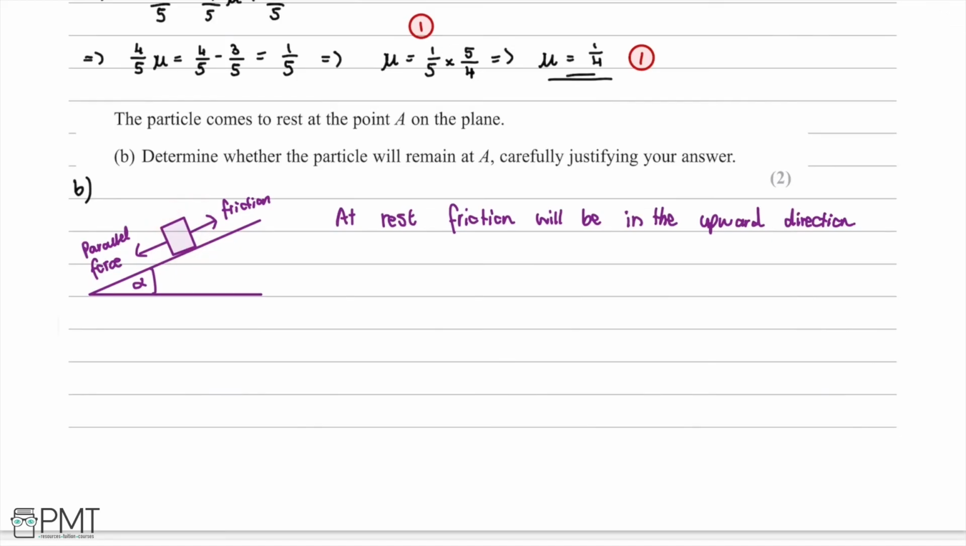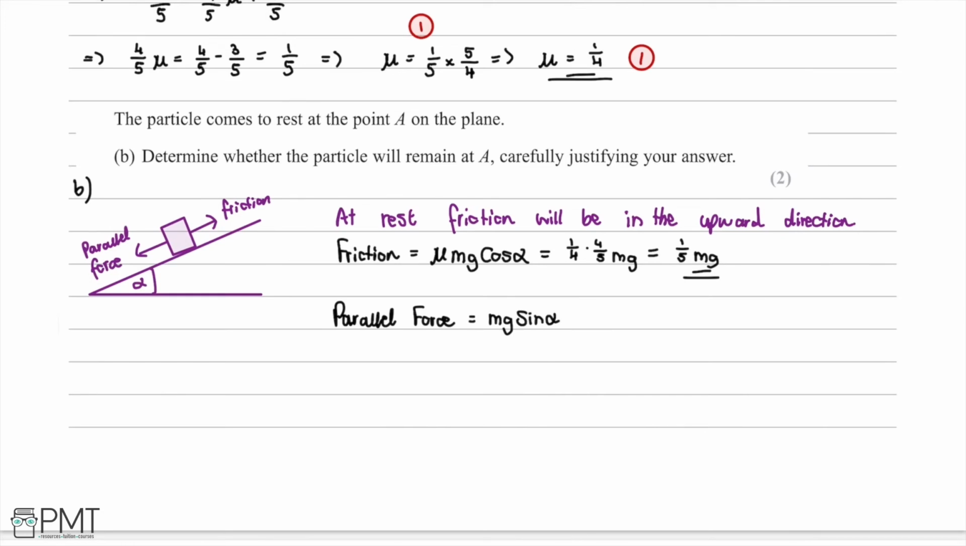So we know that the friction is going to be equal to mu multiplied by our perpendicular force, which is mg cos alpha. And we know that mu is 1 over 4, and we know that cos alpha is 4 over 5, so we'll have 1 over 4 multiplied by 4 over 5 mg, and that is going to be equal to 1 over 5 mg. And then we have that the parallel force is going to be equal to, and the same as the previous question, mg sine alpha. And we know that sine alpha is equal to 3 over 5. So we have 3 over 5 mg.